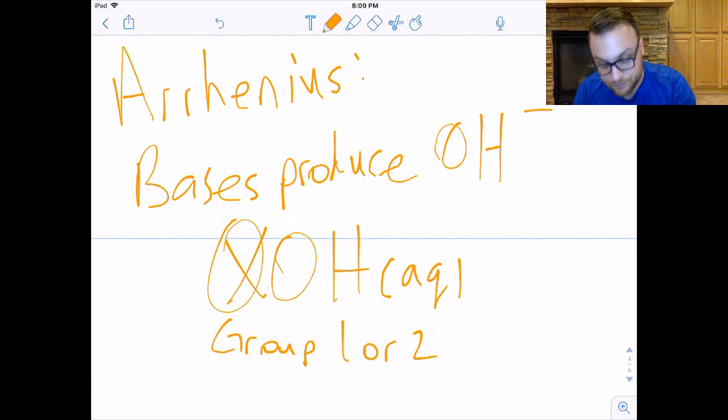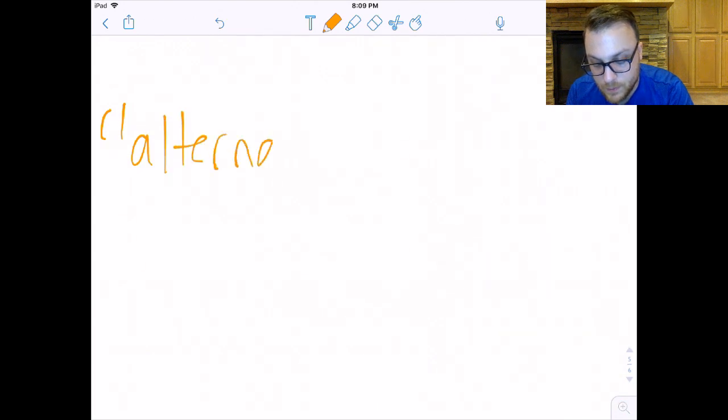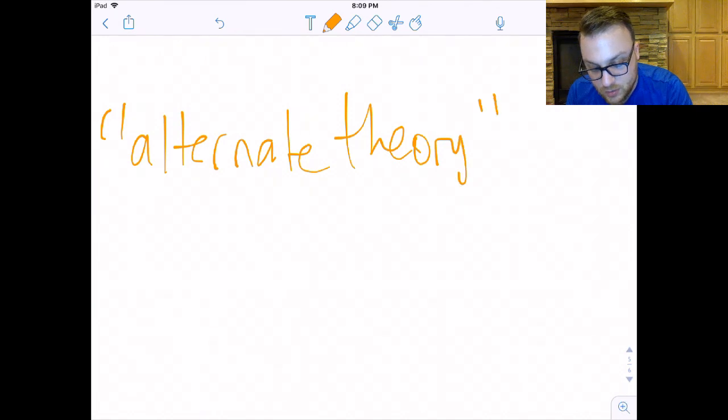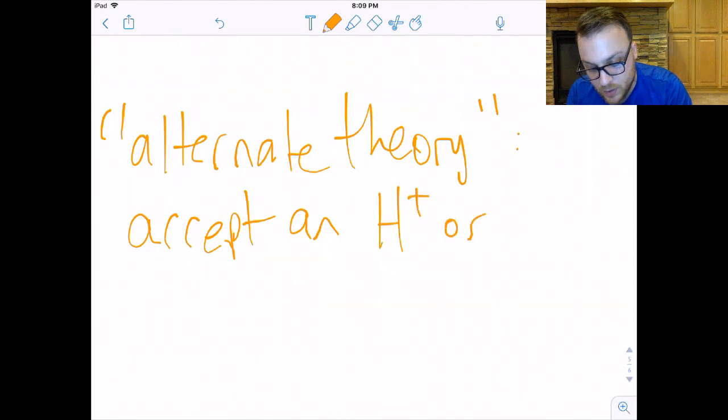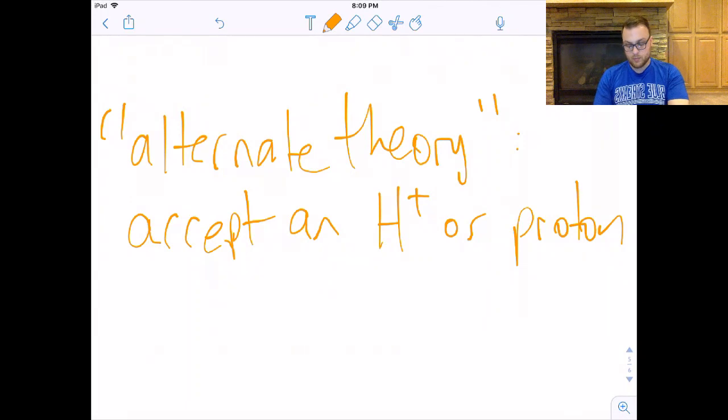The alternate theory for a base is that in a reaction, it will accept an H plus or proton. It means the same thing. It just depends on how the problem words it. All right, so it'll accept an H or a proton.